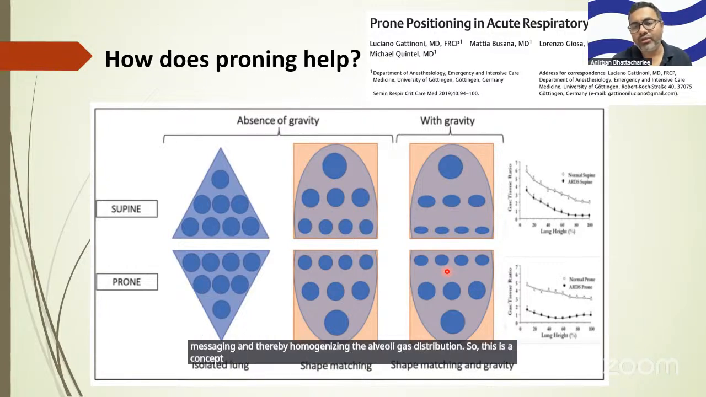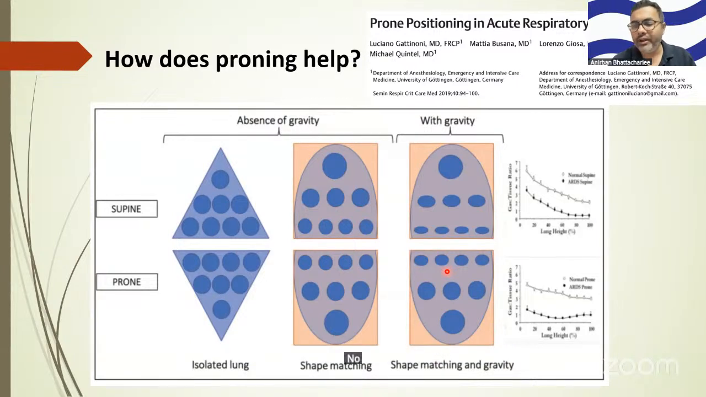You can always go back to this article and read it. It's a wonderful article. They have described all the mechanisms by which proning works. Next.